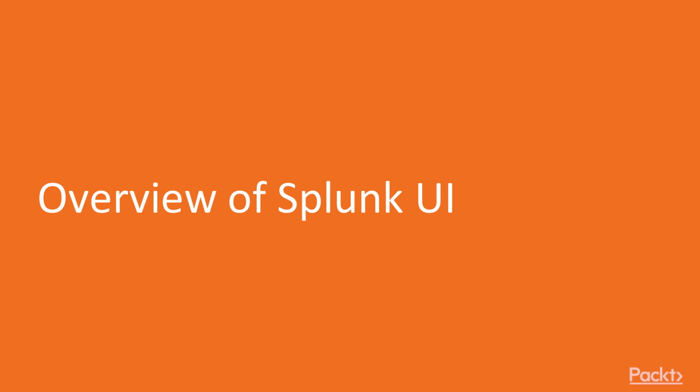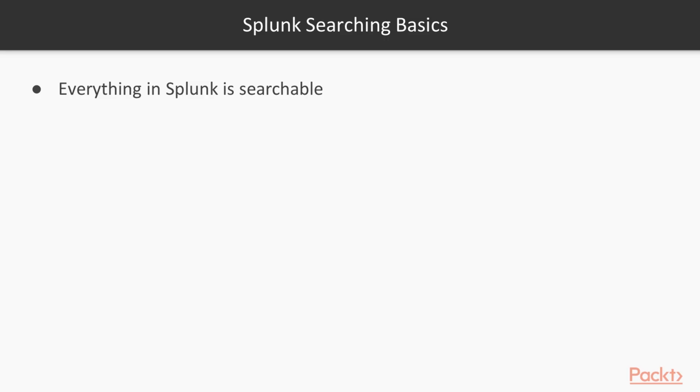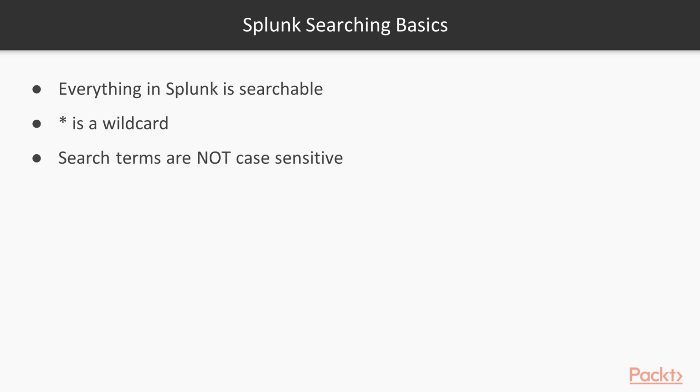So to get started, let's talk a little bit about the Splunk UI. First thing, everything that's in Splunk is searchable. If you just type a word into the search interface, that'll be something that you can search. You can also use the star character or the asterisk as a wildcard. Search terms are not case sensitive, but field names are case sensitive.